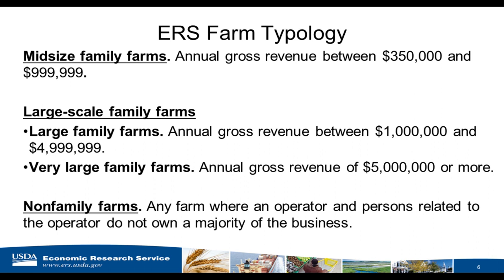And to continue that typology, we have mid-sized family farms, which have an annual gross revenue between $350,000 and less than $1 million. And then we have large-scale family farms, which includes large family farms with annual gross revenue between $1 million and less than $5 million. And then very large farms, which have an annual gross revenue of $5 million or more.